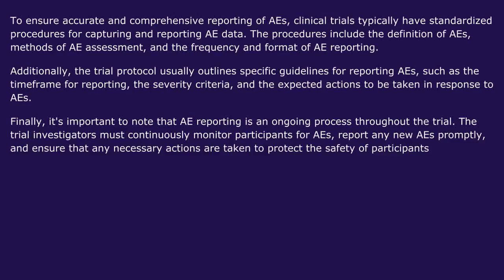The procedures include the definition of adverse events, methods of AE assessment, and the frequency and format of AE reporting. Additionally, the trial protocol usually outlines specific guidelines for reporting adverse events, such as the time frame for reporting, the severity criteria, and the expected actions to be taken in response to AE. Finally, it's important to note that AE reporting is an ongoing process throughout the trial. The trial investigators must continuously monitor participants for AE, report any new AE promptly, and ensure that any necessary actions are taken to protect the safety of participants.